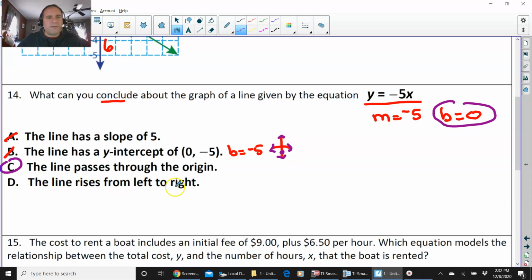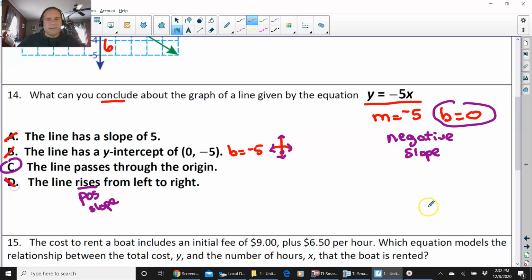The line rises from left to right. It doesn't rise from left to right. This is a negative slope. Negative slopes decrease from left to right. Rises would be a positive slope. So that is out as well. C is your answer.